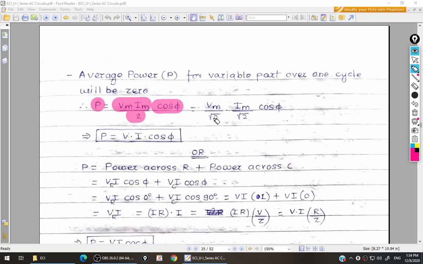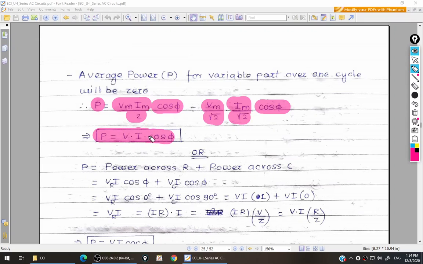If we bifurcate this 2 into root 2 multiplied by root 2, we are again getting 2. So Vm by root 2, Im by root 2 multiplied by cos phi. Vm by root 2 is capital V, Im by root 2 is capital I, and this is cos phi.